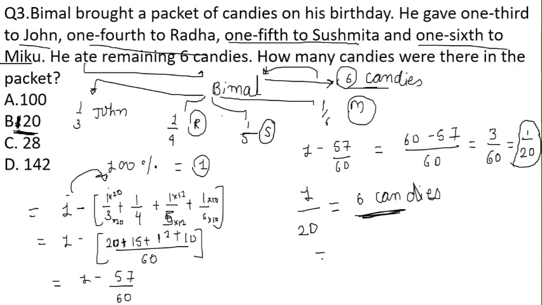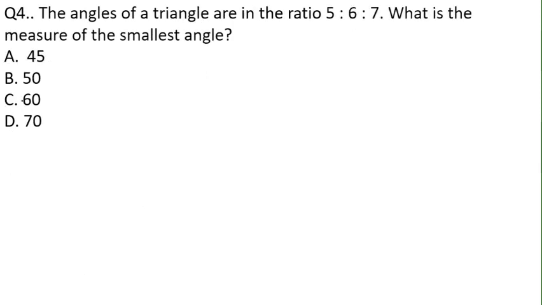So this is going to give me 120 candies. Got it? So the correct answer for the given question is option number B, not 20 candies, it is 120 candies. Okay, moving on to the next question now.